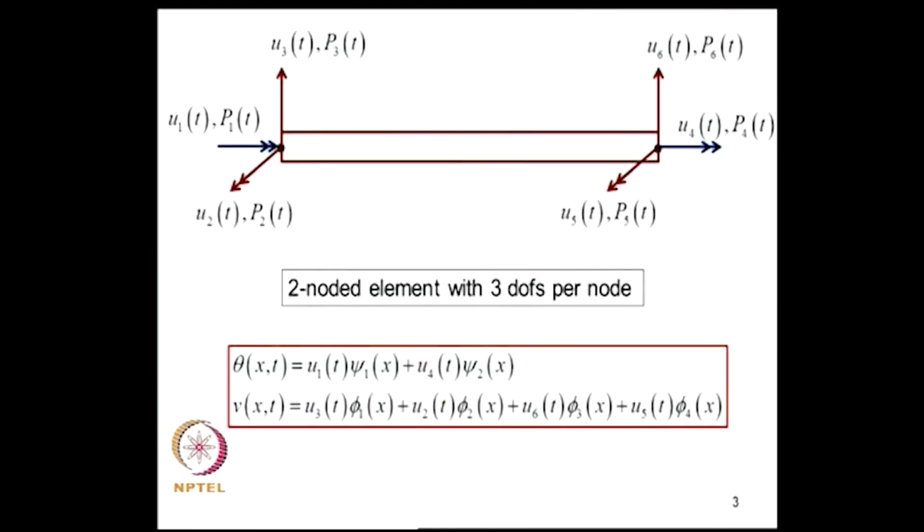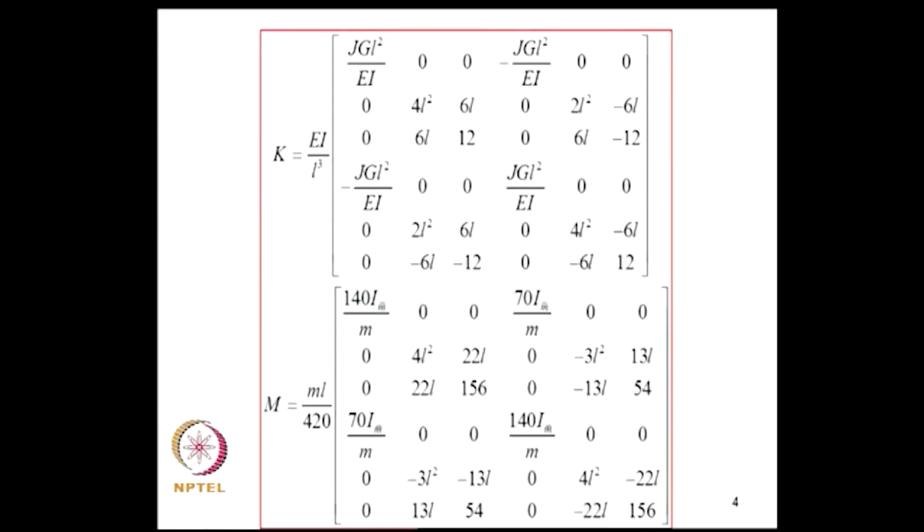In a 3 dimensional frame element, this is a grid element where the field variables are theta and v, and we interpolate theta in terms of 2 linear interpolation functions and displacement v in terms of 4 cubic polynomials. So, this is a grid element which is a 2 noded element with 3 degrees of freedom per node. So, this is the element stiffness and mass matrices for the grid element.